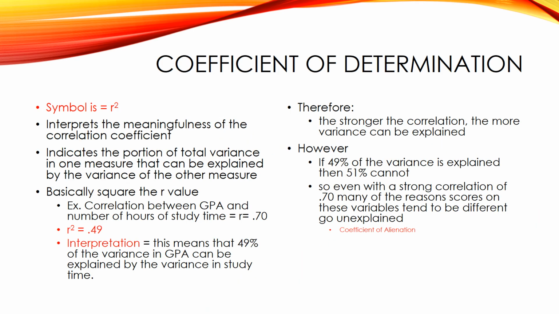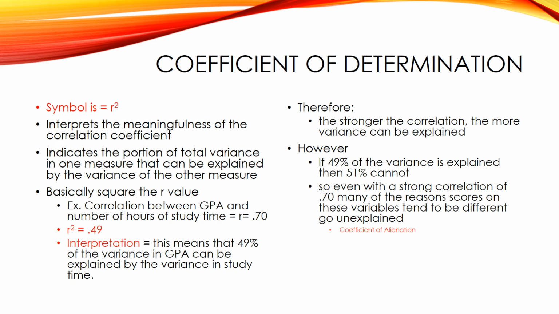So when it comes to interpreting, you would also calculate the coefficient of determination, and that symbol is r squared. It really interprets the meaningfulness of the correlation. It indicates the portion of the total variance in one measure that is explained by the variance in another measure. So the variance of one and its relationship to the variance of the other. So basically you just square the r.